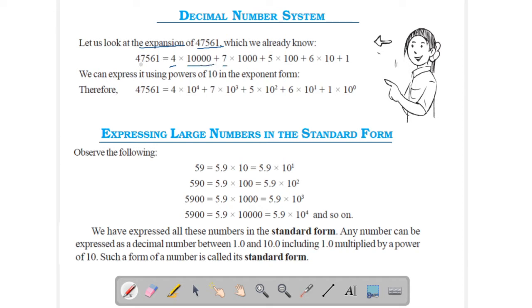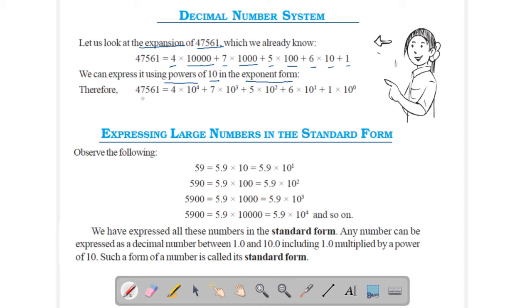What is the place value of 7? It is 1000. So 7 into 1000 plus 5 into place value of 5, it is 100, plus 6 into place value of 6, it is 10, plus 1. We can express it using powers of 10 in the exponent form.